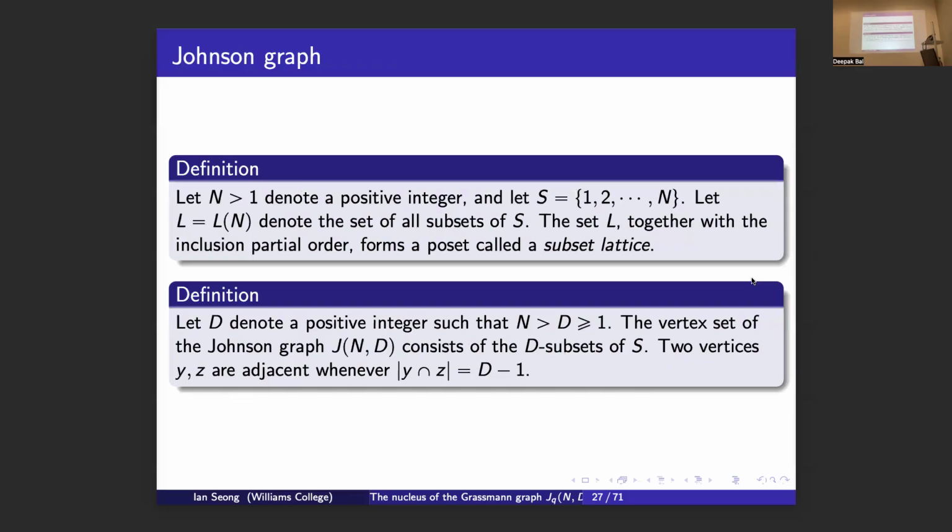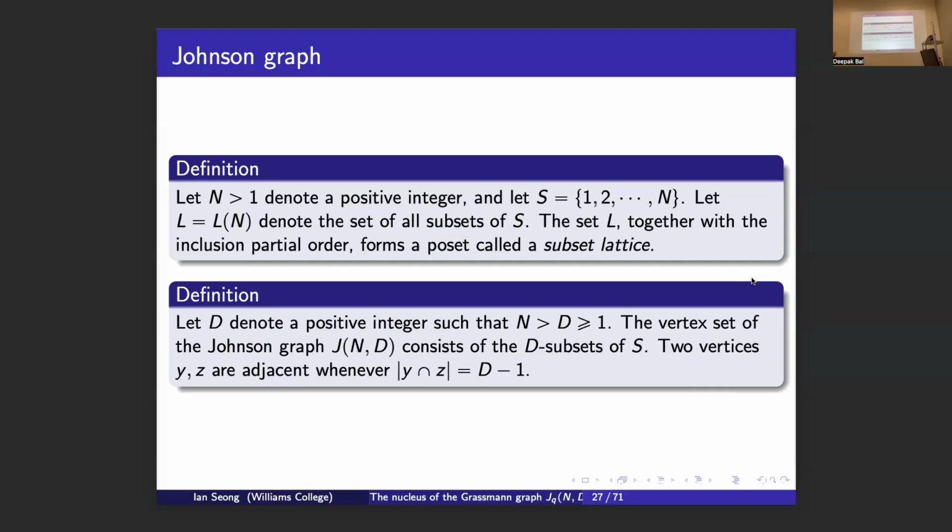Okay, so here's a definition of a Johnson graph. Let n denote a positive integer greater than 1, and let the set S be 1, 2, 3, 4, all the way to n. Let L denote the set of all subsets of S. You'll notice that the set L, together with the inclusion partial order, forms a poset, and we call this a subset lattice. And the definition of a Johnson graph is as follows. Let D denote a positive integer such that n is strictly greater than D, which is greater than or equal to 1. The vertex set of the Johnson graph, which we denote by J(n, D), consists of the D-subsets of S.